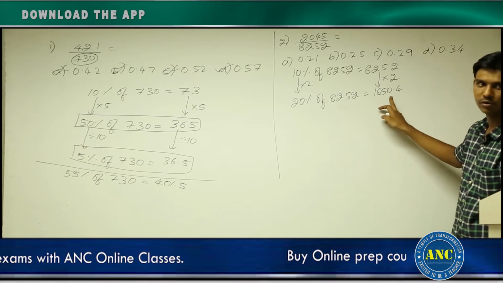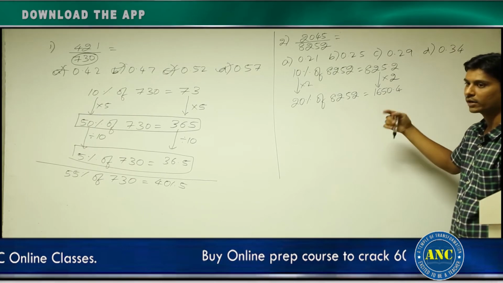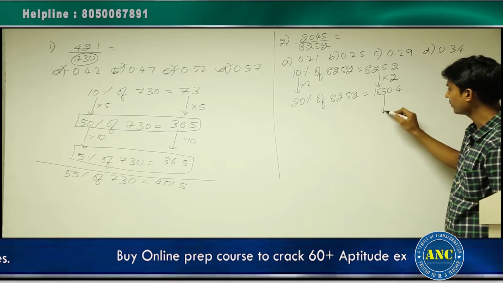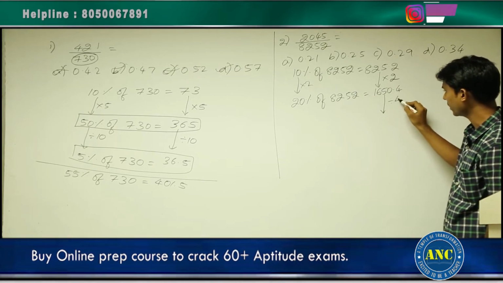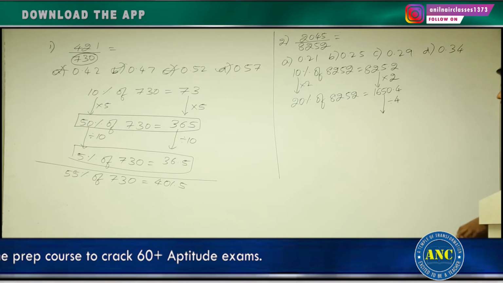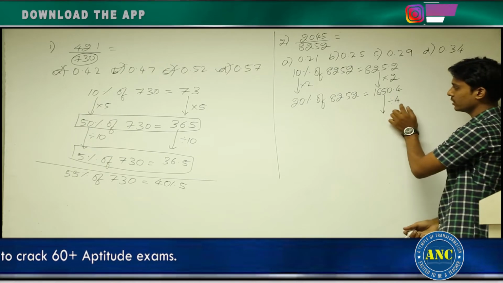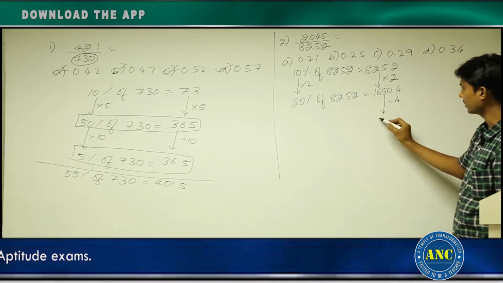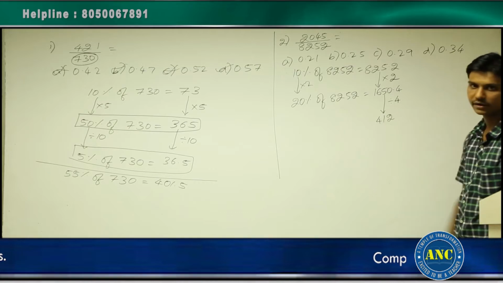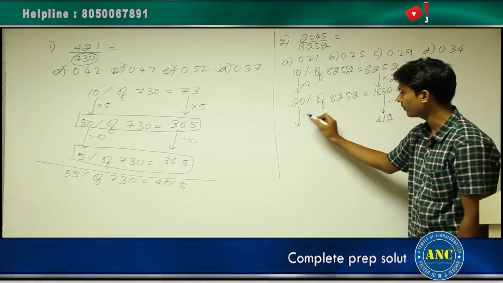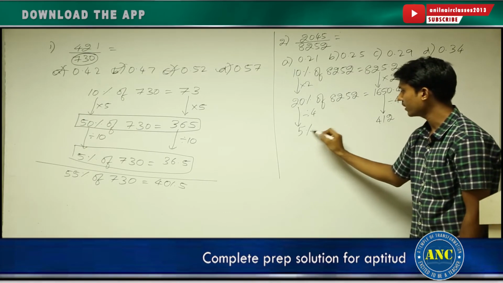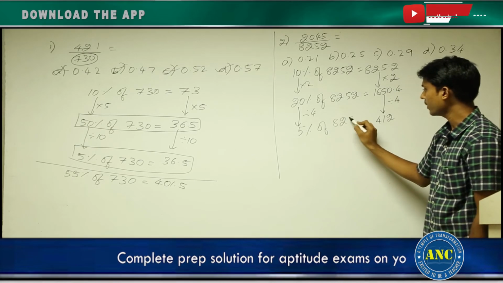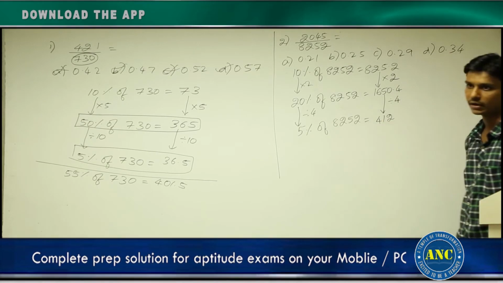I need to make this 400. 1650, how can I make it 400? Divide by 5 or divide by 4. If you divide 1650 by 4, approximately it is 412. Here also divide by 4: 20% divided by 4 is 5%. 5% of 8252 is 412.